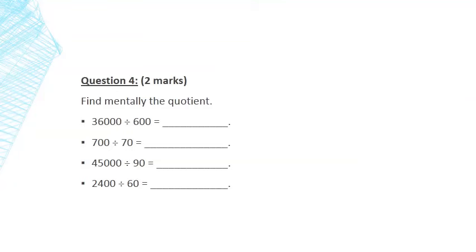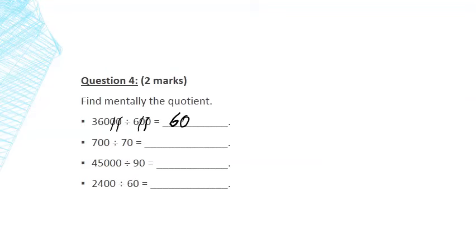We want to find the quotient mentally. So how to do this? 36 divided by 6 is what? 6 times what gives 36? It's 6. And we cross out an equal number of zeros. Then we add the remaining zeros to the answer.